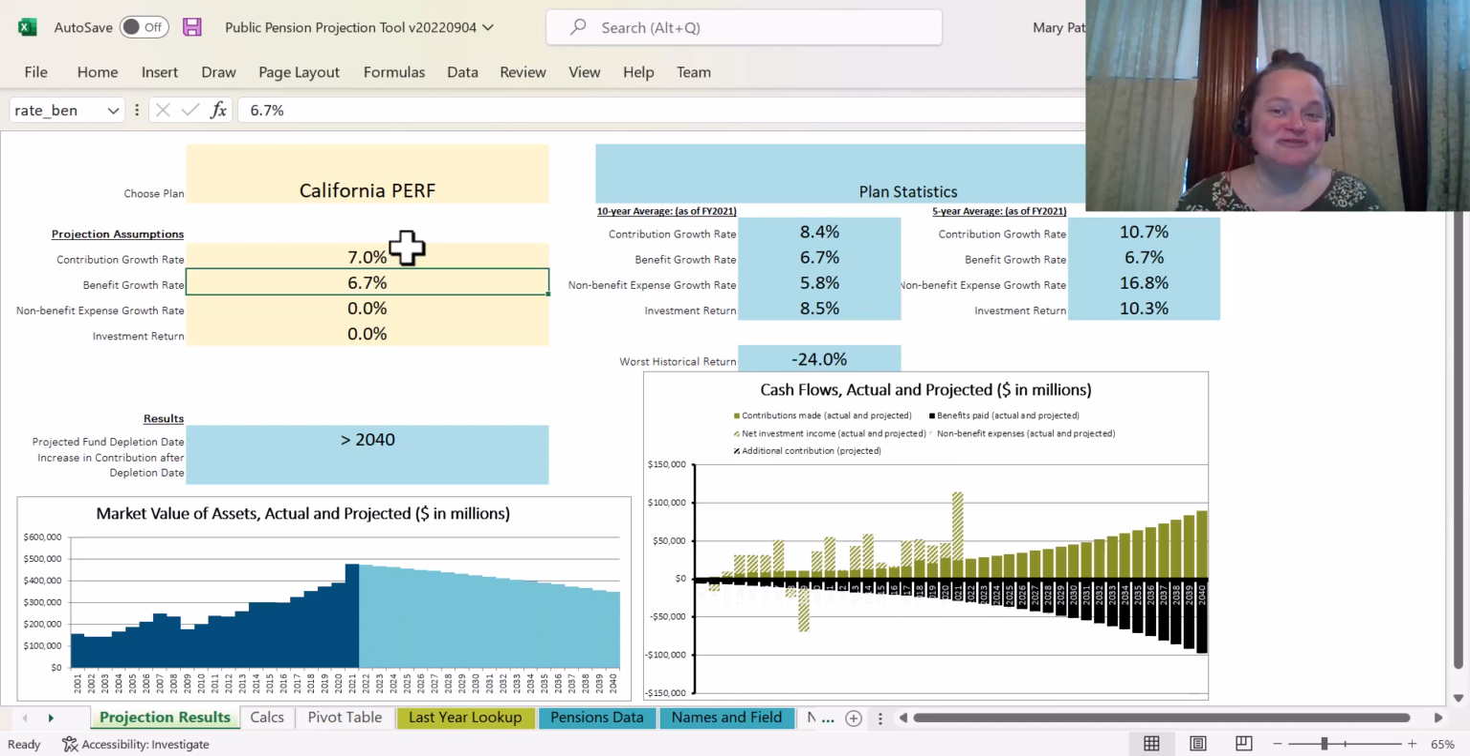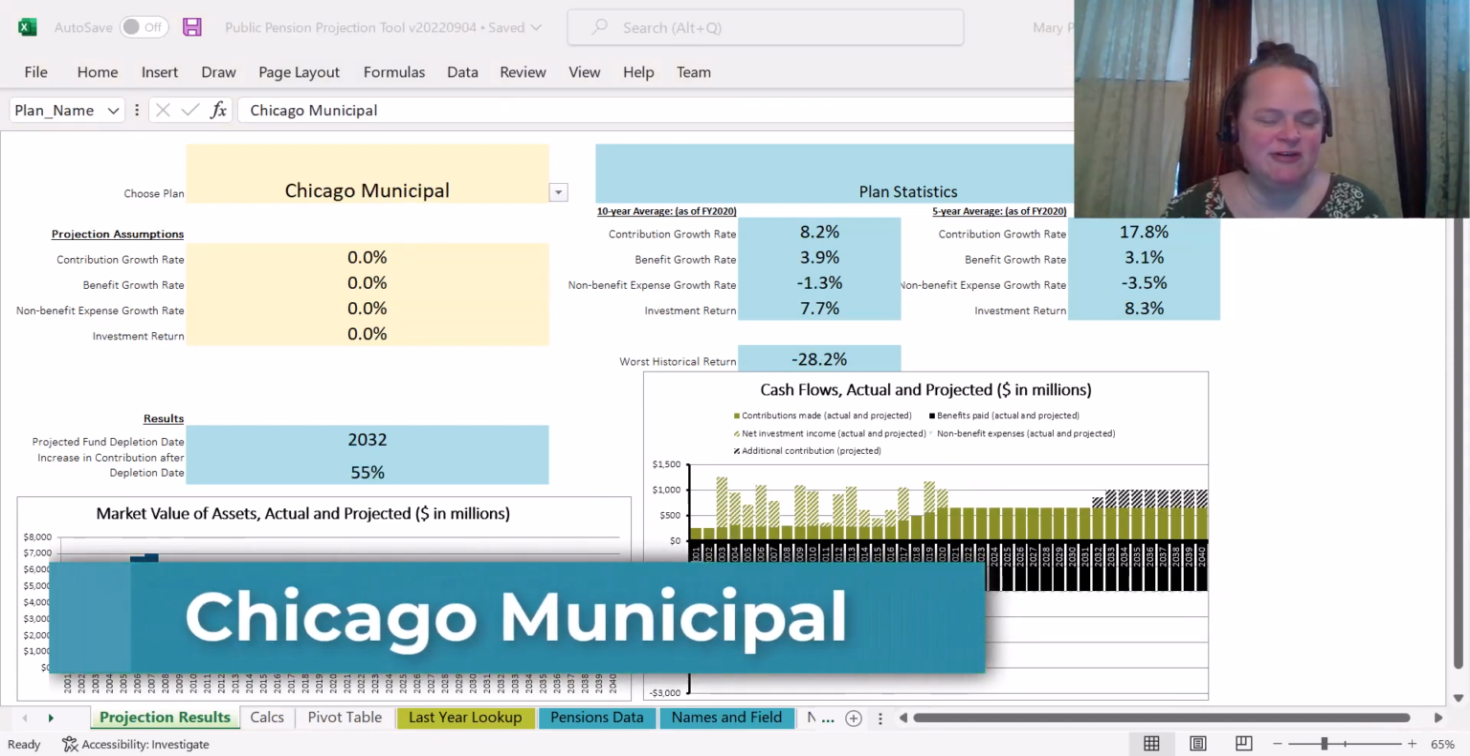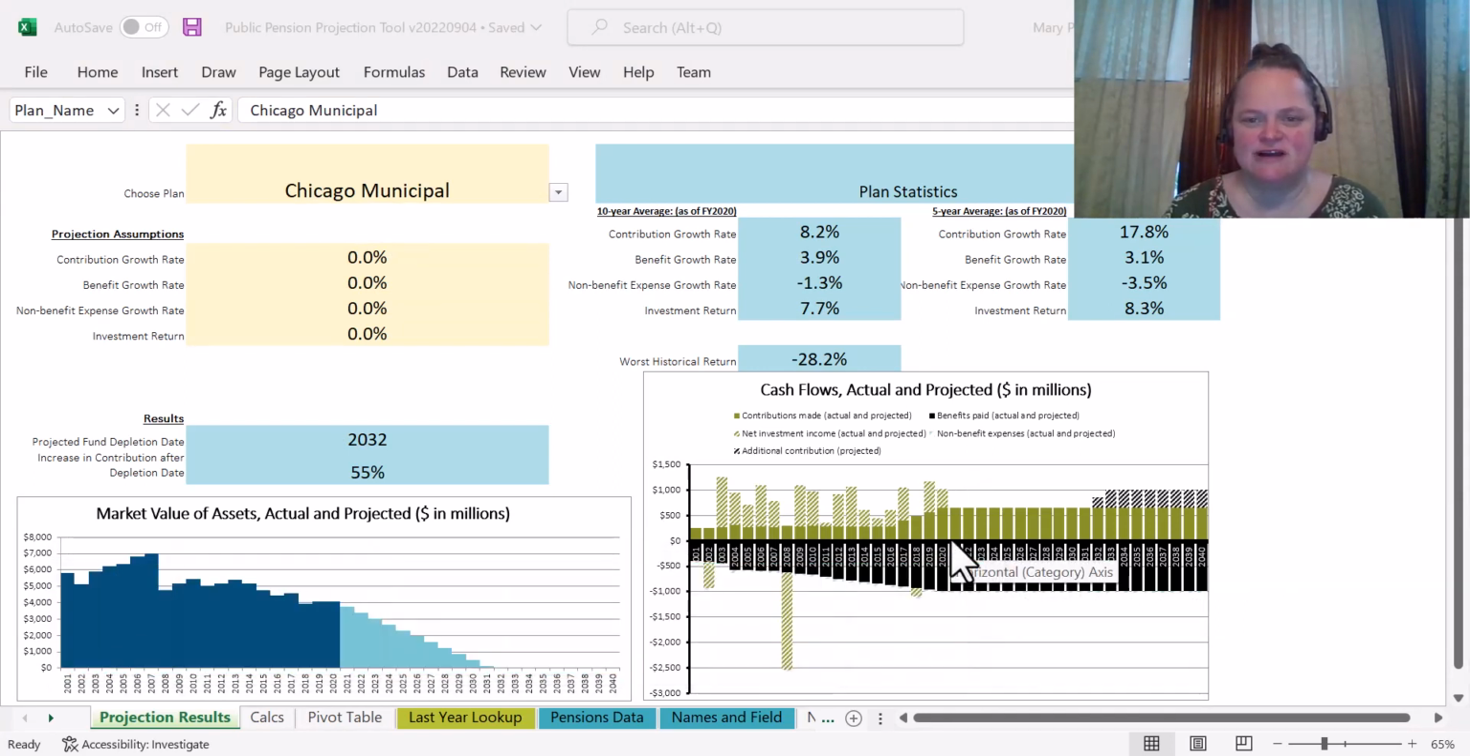So I'm going to now try to do a handful of other plans that do not behave well, in that they have been deliberately underfunding their plans, or there's something strange about them, period, that you may want to look at. So for every single plan, I start them out with all zeros in terms of the assumption set, just kind of as a neutral starting point. Chicago Municipal is one of the most distressed plans. It's deeply underfunded and has been threatening to run out of assets for quite some time.